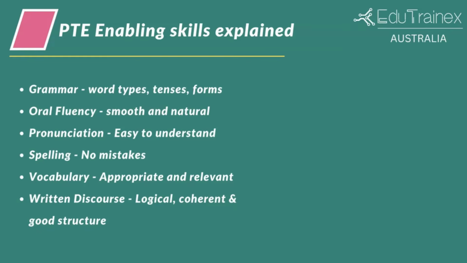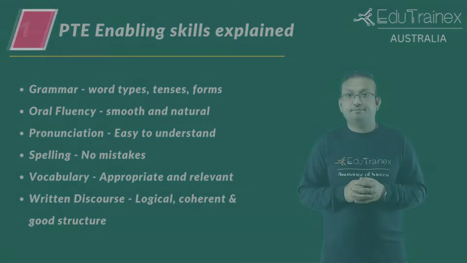For spelling, it's quite simple. You should not make any spelling mistakes. And for vocabulary, you need to use appropriate choice of words relevant to the topic. The written discourse skill expects you to ensure that your sentences are connected logically, which means your flow should be smooth using transition words and have a good structure. Now that you know what these enabling skills mean, let's quickly look at how you can improve them.